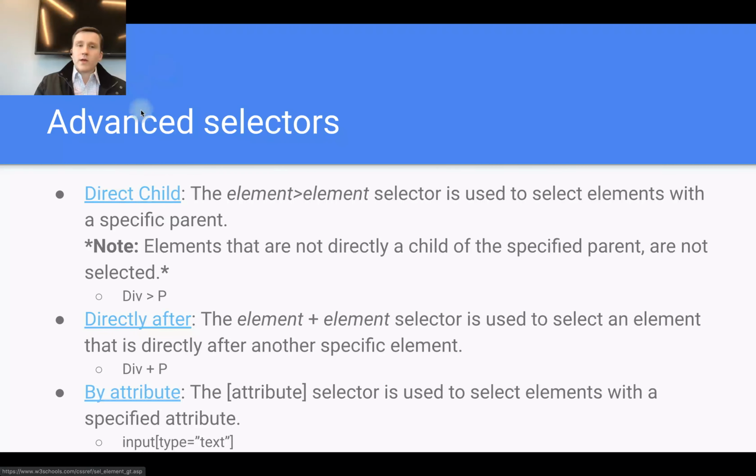So we have what are referred to as advanced selectors. And we have a direct child selector. So the syntax for direct child selector is element, and then we have a greater than sign, and then element. And this is used to select elements with a specific parent. Now you want to note that elements that are not directly a child of the specified parent are not selected. So here's an example, right? We have a div, and we have a paragraph.